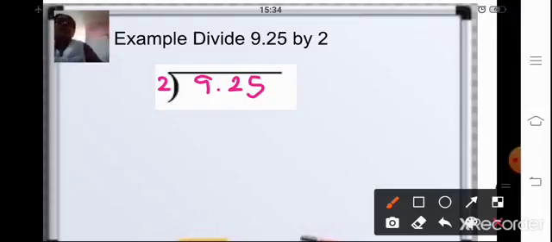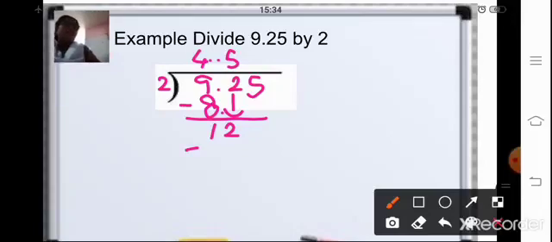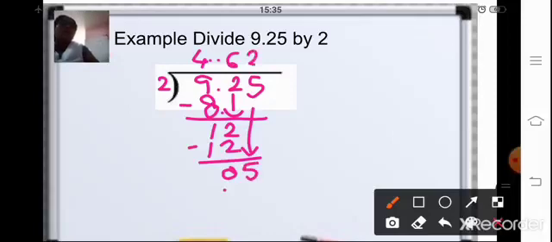Okay, so 2 4s are 8. 9 minus 8 is 1. Put the decimal point. Now bring this 2 down. No need to put the decimal point here down. 2 6s is 12. 12 minus 12 is 0. Bring this 5 down. 2 2s are 4. Now here you are getting the remainder as 1.